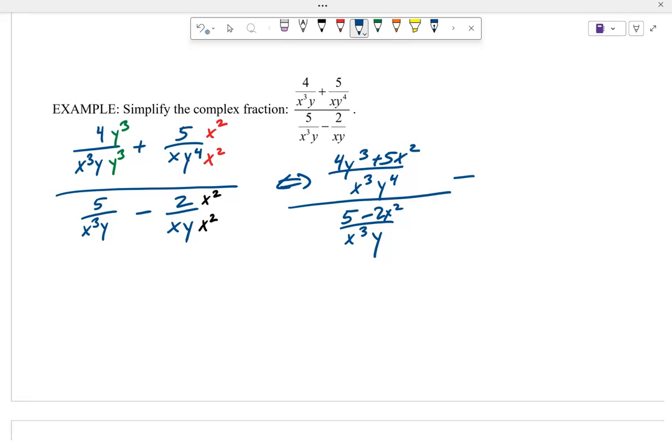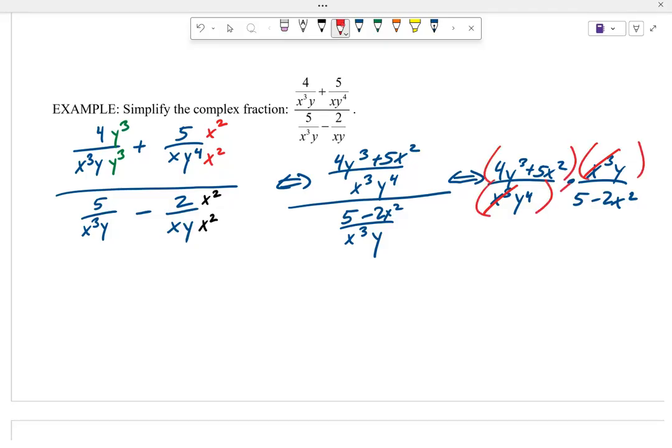And so now we'll multiply by the reciprocal. So 4y cubed plus 5x squared over x cubed y to the 4th times x cubed y over 5 minus 2x squared. Well, notice x cubed, that's going to be gone, right? Because this is all being multiplied. And then notice the y over y to the fourth. That y is going to leave me with 3 y's down there. And so it looks like we end up with 4y to the third plus 5x squared over, and I have a y cubed on the bottom and a 5 minus 2x squared as well.